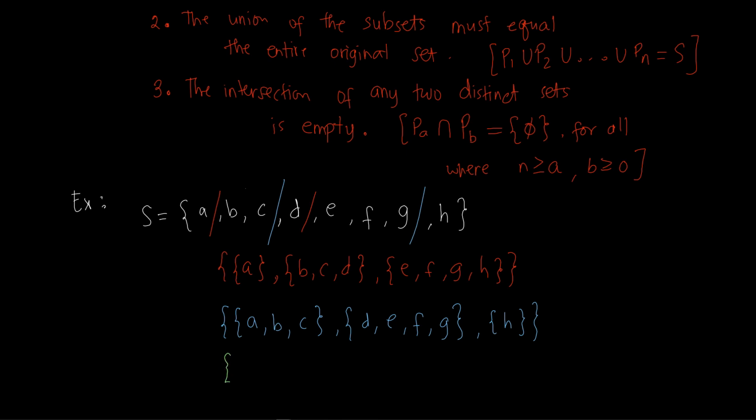For example, kani. Duha-duha. We have A, B, C, D, E, F, C, G, H. Satisfy na ito na siya ng mga condition. So, daghan kayo ang possible partition. Daghan yung kayo. Depende sa imuang pagkabahin-bahin.